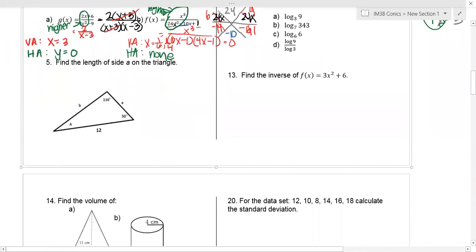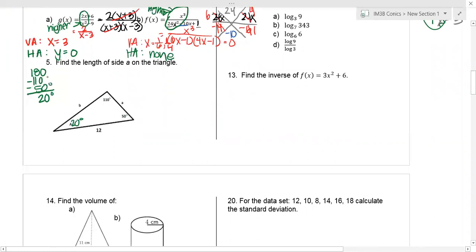Number 5, we have a triangle, and they're asking us for a side. And so if we look at the angles, we have 110 and 50. It's not a right triangle because that adds to 160. And so that means that this angle would have to be 20 degrees in order for us to have a triangle. So I'm really doing in my head 180 minus 110 minus 50, and that gives me 20 degrees.